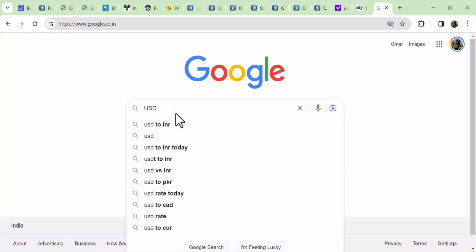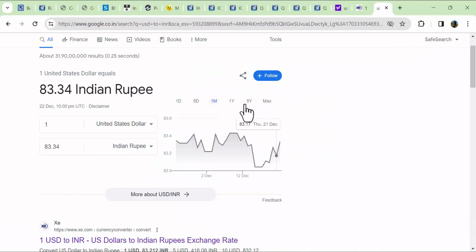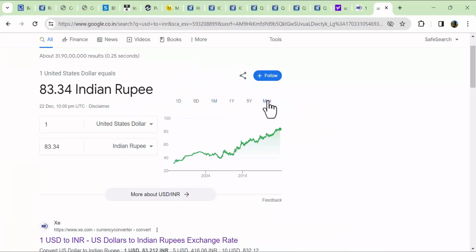Okay, let's look at the graph. USD to INR. Let's see, maximum, for example. This is the graph which is there on your screen. Dollar versus rupee. Today, $1 is equal to 83.34. Maximum period, maybe it is giving around 2000. From 2000 to 2023, the dollar in 2000 was how much? Approximately 30 rupees, isn't it? 31.42, and today it is 83. So now, what's the reason for the dollar appreciating against the rupee?